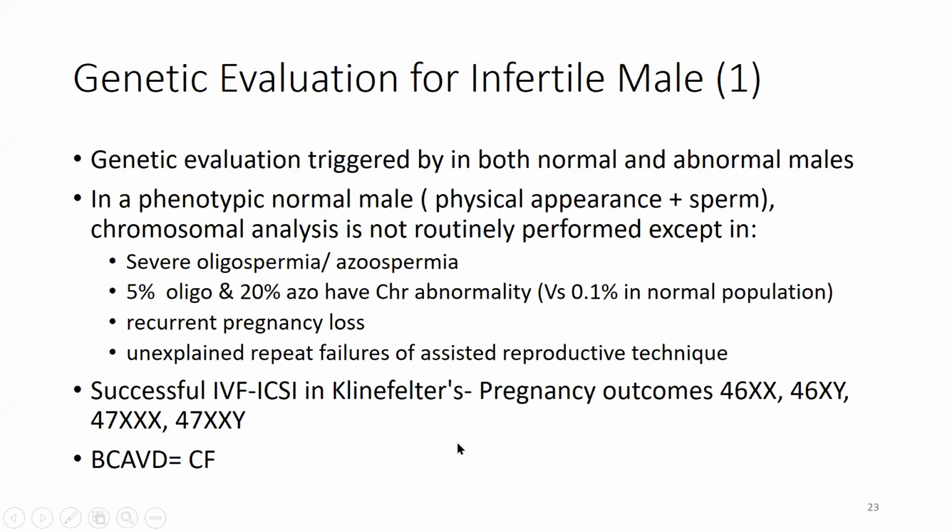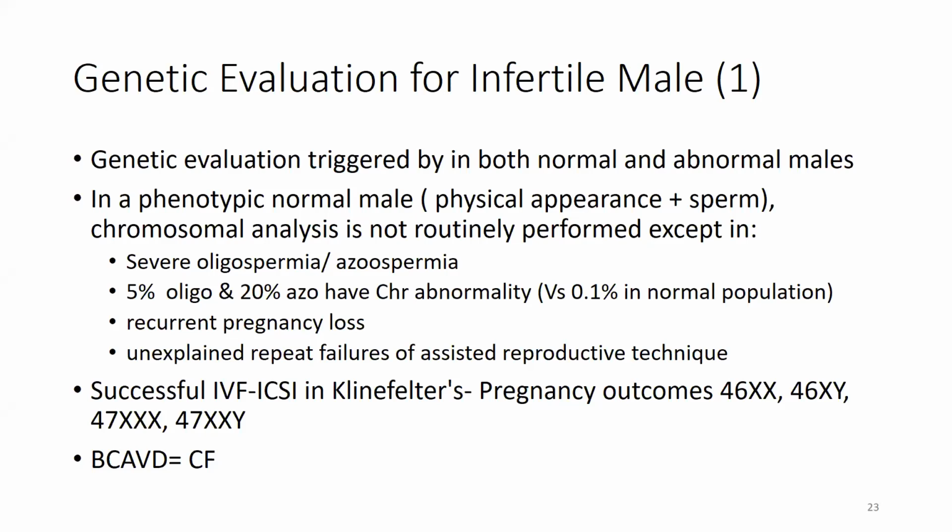So then now we go to male, right? Unlike females where genetic evaluation is triggered if you pick an abnormality in the female, in male it can also be carried out in a male who looks phenotypically normal. And phenotypically normal here we mean normal physical appearance and normal sperm appearance, right? And if you're looking at genetic infertility, the thing we want to look out for most is Klinefelter's, 46XXY, where they have an extra X chromosome. And why is this? Klinefelter's occurs at a rate of 1 in 1,000 live births. That is 0.1%. When you look at oligospermic males, the rate of Klinefelter's is 5%. When you look at azoospermic males, it's 20%. So it's the single largest predictor of male infertility, right?